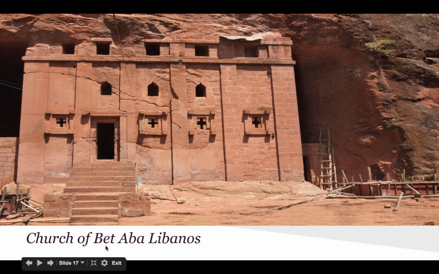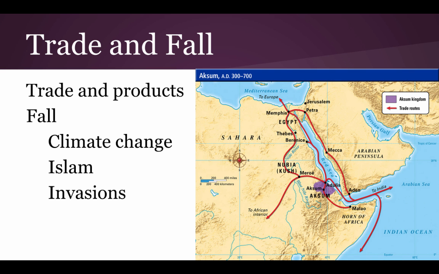Here's another church. This is the church of Bet Abba Libanos. So this is in that same actual complex. There's a series of about 12 churches here, all carved out of stone. So things that you probably never had seen before. This empire was responsible. And you can't build this stuff without a high level of wealth and success.